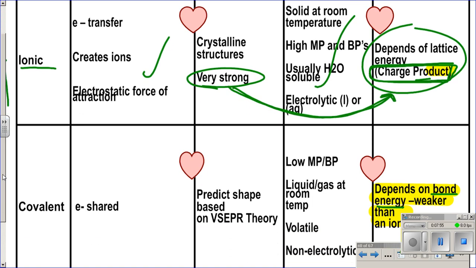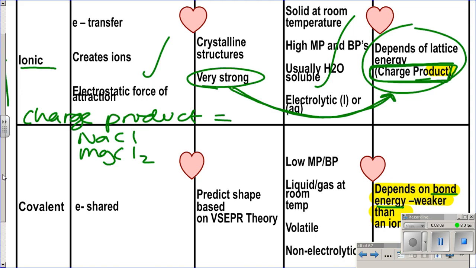Okay, so charge product, here's how you do this. Sodium chloride, magnesium chloride. Where did that 2 come from? Magnesium's charge. Okay, what does product mean in math class? Multiplication. So charge product means multiply charges. That's all that means. So sodium chloride has a 1 plus charge and a 1 minus charge. What's 1 times 1? 1. So sodium chloride has a charge product of 1.